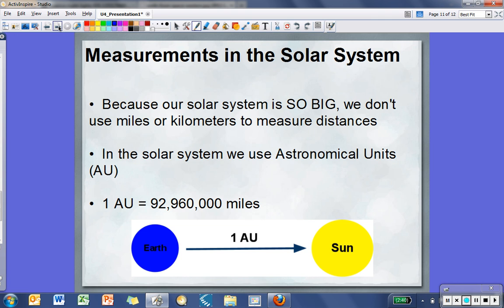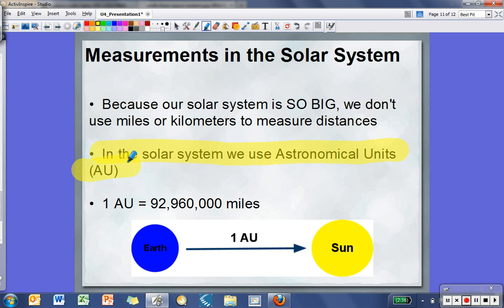The last thing we're going to talk about is measurements in the solar system. So far in our class we've talked about measuring in meters or centimeters, or kilometers for even farther distances. I'm going to tell you right now, measuring space is so big, and we're just talking about our solar system, which is just a tiny little part of what space is. Because our solar system is so big, we don't use miles or kilometers to measure distance. In the solar system, we use what are called astronomical units, or AU.